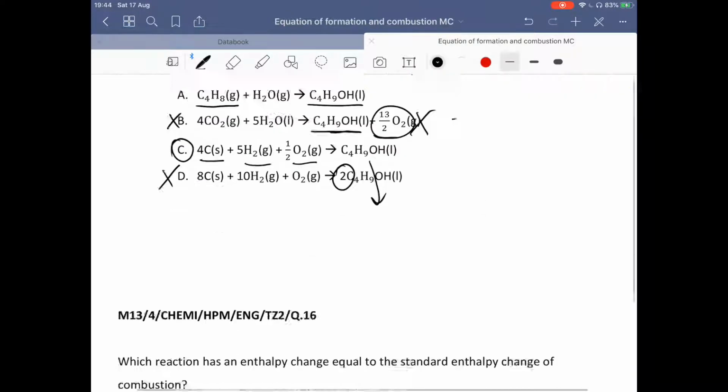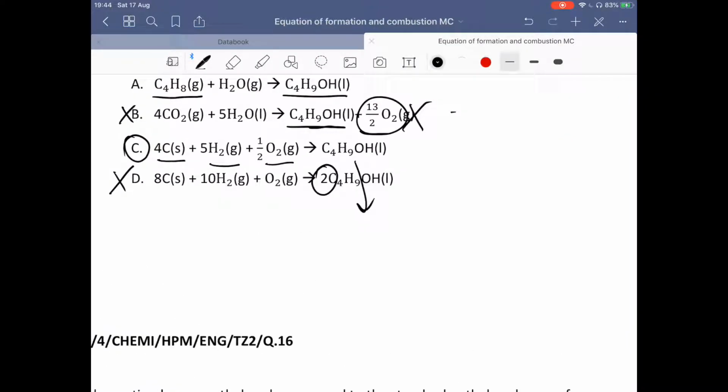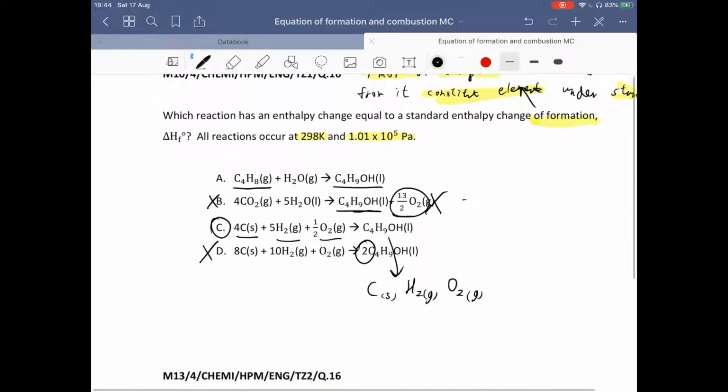Because for the compound C4H9OH, there are 3 elements: carbon, hydrogen, and oxygen. So carbon at standard condition is a solid. Hydrogen is hydrogen gas, H2 in gaseous state, and oxygen as well is O2 gas.